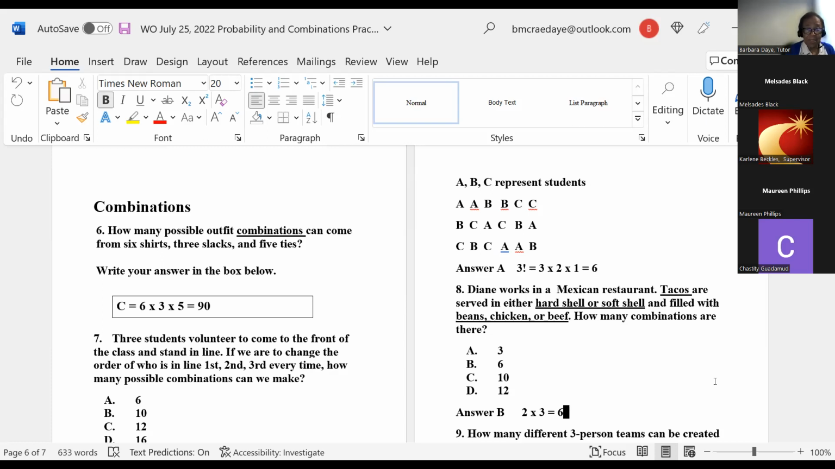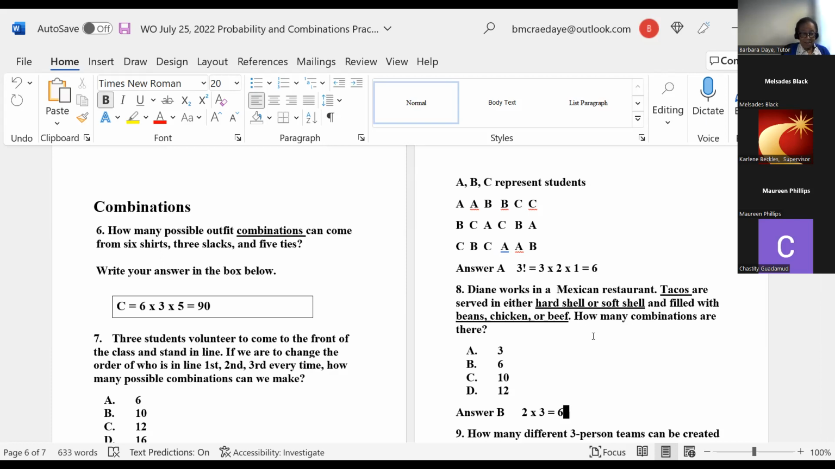But this one you can see, if you take the hard shell, what can you put in the hard shell? Either beans, chicken, or beef. That's 3, right? What can you put in the soft shell? Beans, chicken, or beef. That's another 3. And what's 3 plus 3? 6. That one I thought you would certainly get because you can pretty much visualize that.